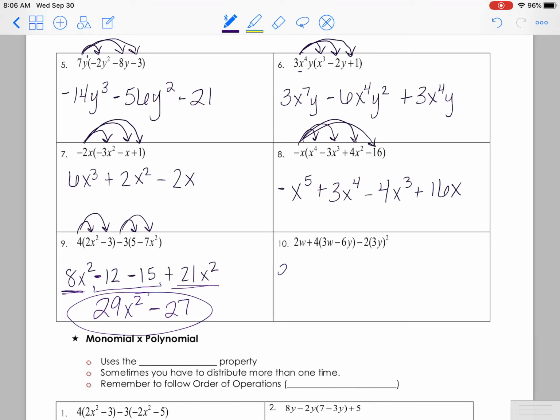So this one here, I'm going to bring down the 2w because I haven't done anything with it. Distribute the 4. So that gets me 12w minus 24y. Then I'm going to simplify. Now be careful with this one. I'm going to simplify using my power rule. So this little 2 needs to get applied to that first. So really, I still have that negative 2, but I'm multiplying this by actually a 9y squared. That's my power rule that we learned last class. So be careful with that one.